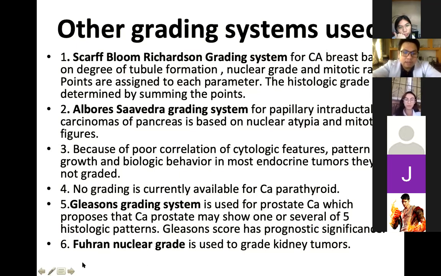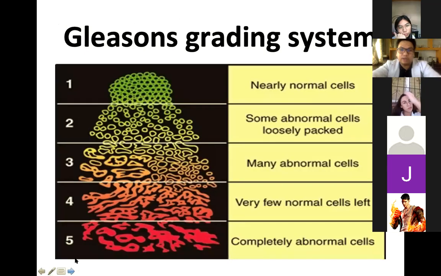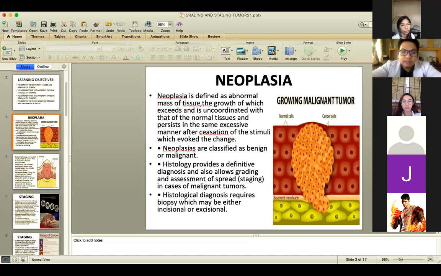So to give you a glimpse of what is Gleason's grading, ito yan. Gleason's grading system is used for prostate carcinoma. Okay? So nearly normal, some abnormal cells, many abnormal cells, few normal, very few normal, and this is completely abnormal cells for cancer ng prostate. So that is the last slide for neoplasia.